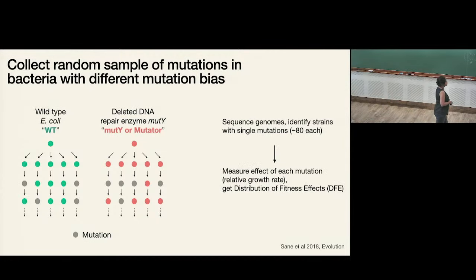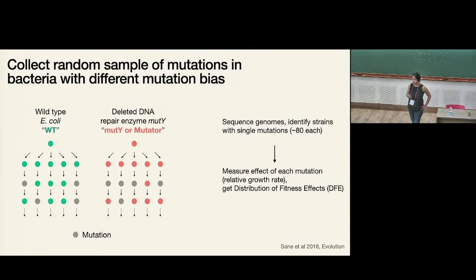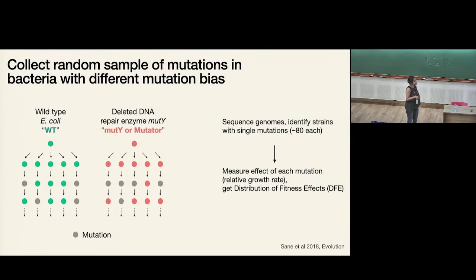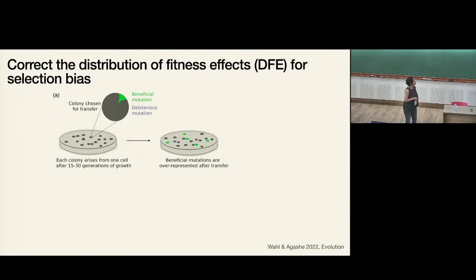And then we measure the effect of each mutation using relative growth rates, right? So we're measuring the growth rate of these ancestors and asking each mutant here, how much has it changed the growth rate of this ancestor? Okay, so that gives us an estimate of the fitness effect of that mutation, and then we can build a DFE using it. Everybody with me? Okay, good.